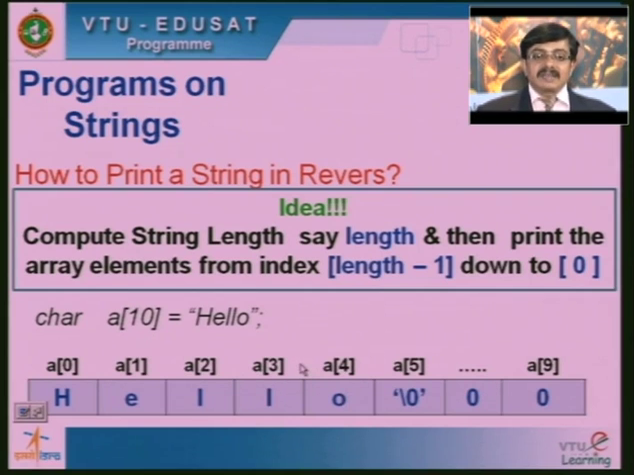Then I decrement the value of I; when it becomes 3 I print L, then again I decrement, when it becomes 2 I print L, again I decrement, when it is 1 I print E, and again I decrement it, when it becomes 0 I print H. When I decrement it further, it becomes -1. So what we are supposed to do here is print the characters from the index length minus 1 down to the 0th index. This is the logic of printing a string in reverse.